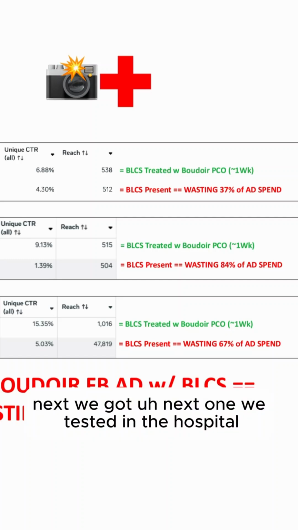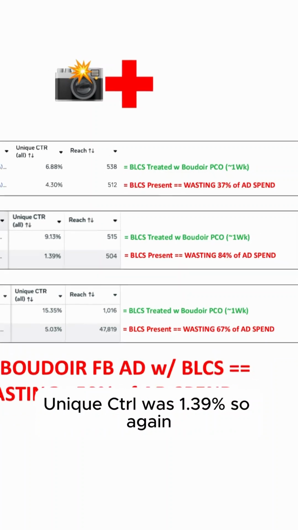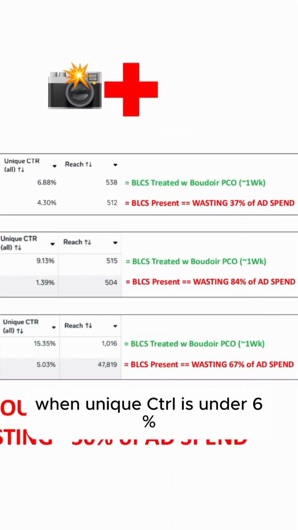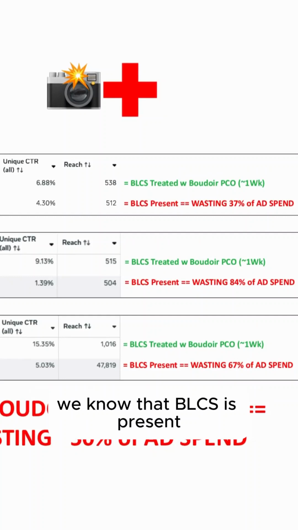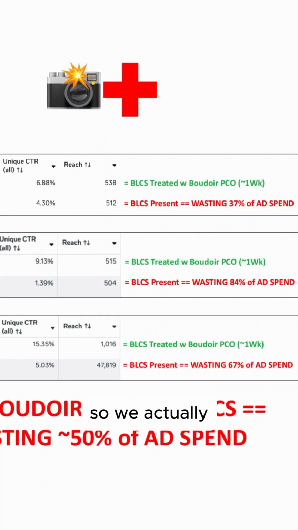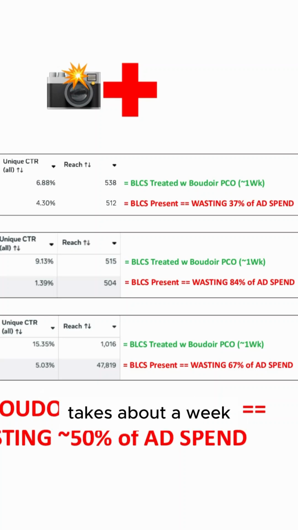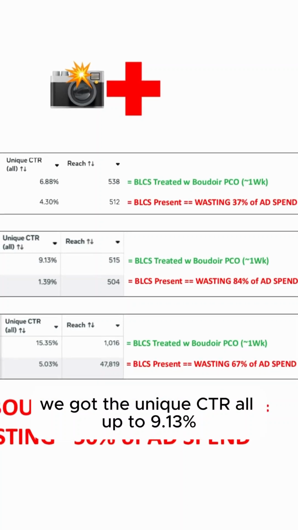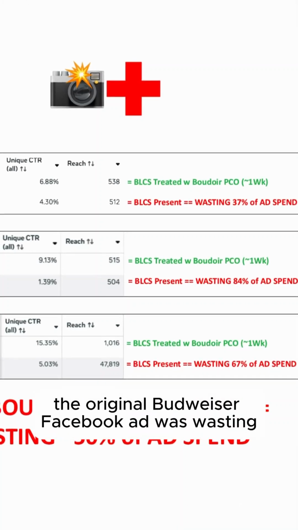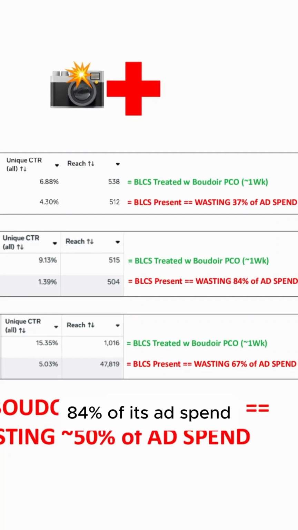Next, the next one we tested in the hospital had a unique CTR of 1.39%. Again, when unique CTR is under 6%, we know that BLCS is present. So we duplicated, treated with Boudoir PICO, takes about a week. We got the unique CTR up to 9.13%. So we found out the original Boudoir Facebook ad was wasting 84% of its ad spend.